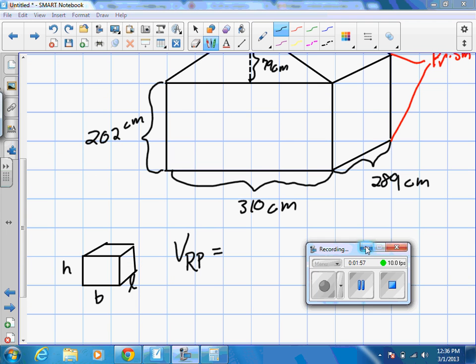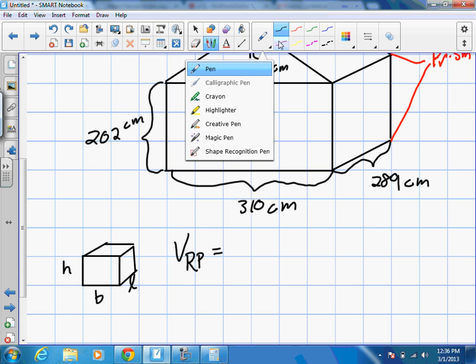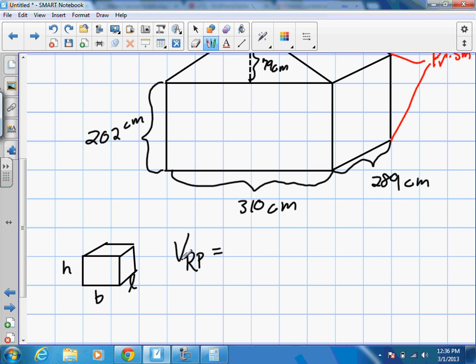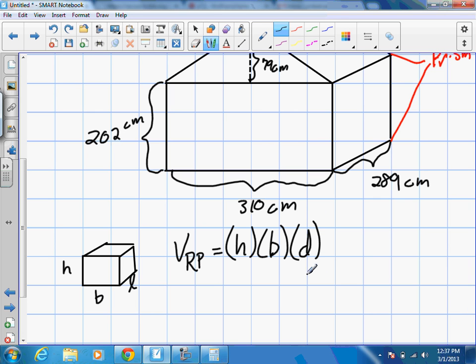Because this is a rectangular prism, and we're finding volume, all we really have to do is find the area of this face, and the area of the face is height times base, and then multiply it by the length or the depth, whatever you want to call it. People call them different names all the time. Just remember we're multiplying all three of the dimensions by each other. So we're going to say height multiplied by the base multiplied by the depth. HBD, happy birthday?